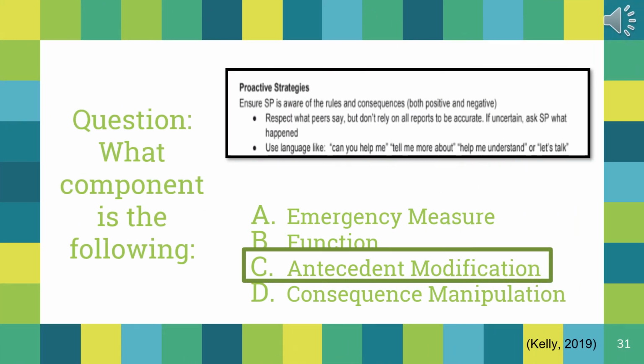The answer to the previous question was C, antecedent modification. It lists the steps for proactive strategies, which again are manipulations to antecedents that will reduce the likelihood of the person engaging in the problem behavior. On your homework sheet, fill in C, antecedent modification. I'll give you some time to get that filled in.